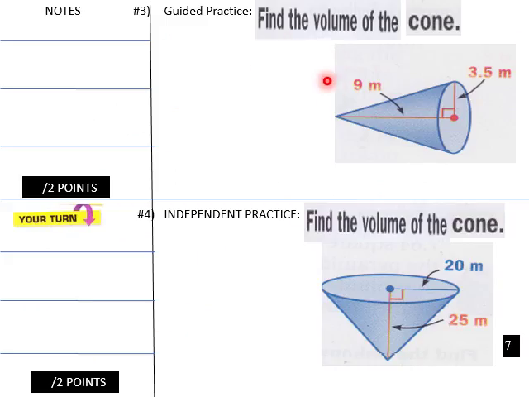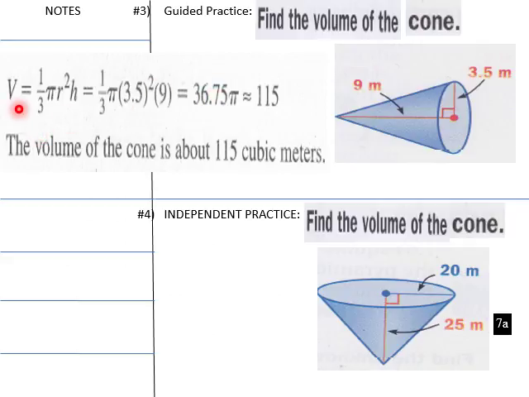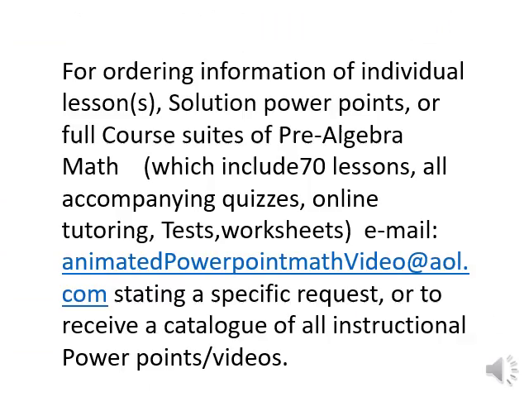Okay, guided practice. Find the volume of this cone. Students, this is yours. Find the volume of the cone. Okay, our guided practice, 1/3 pi r squared h. So we do our plug-in. We come in with 115 cubic meters for this cone. Students, this is yours. Do it.